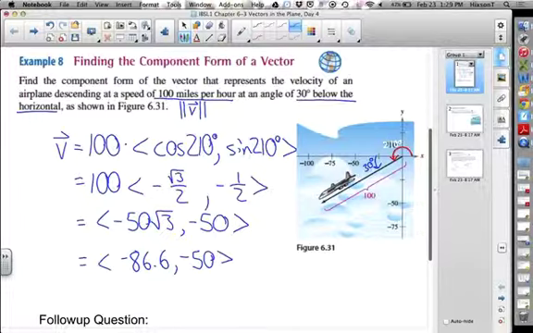Anyways, I don't understand why there's 100. Well, we want our magnitude to equal 100 miles per hour, right? So this is just a unit vector that will get us going in the right direction. But its magnitude is 1 mile per hour. So to get it to be 100 miles per hour, I have to multiply it by 100.